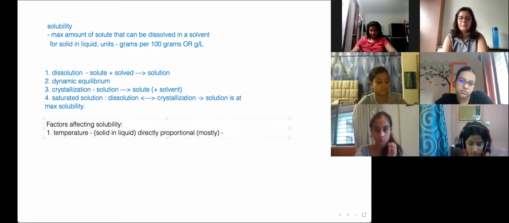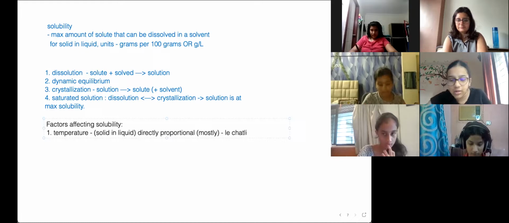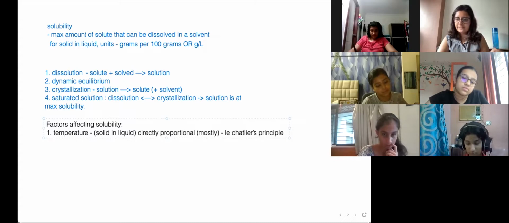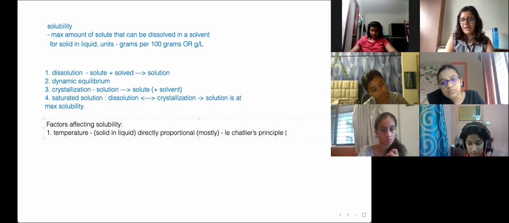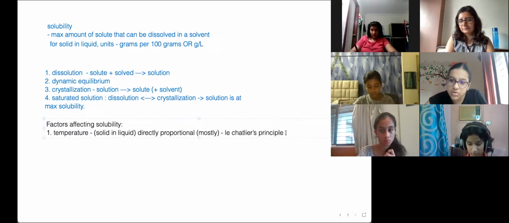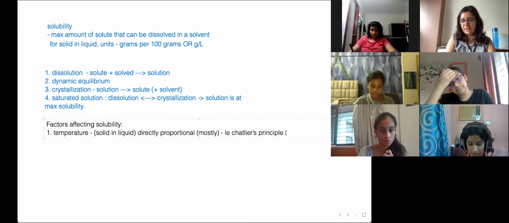But the main point is that it depends. It goes on the basis of Le Chatelier's principle. Because in most cases this is what we observe, but in reality you can't take this to be 100% true, because it depends on Le Chatelier's principle. अगर exothermic है, if you increase the temperature, then the kinetic energy will increase, so it will be more soluble, but Le Chatelier's principle will also come into the picture.